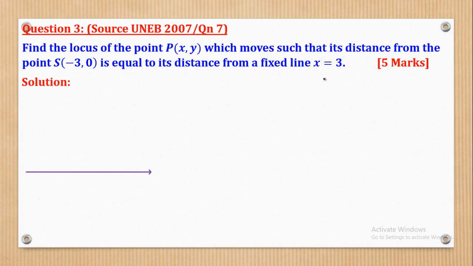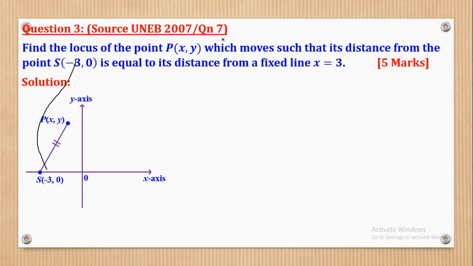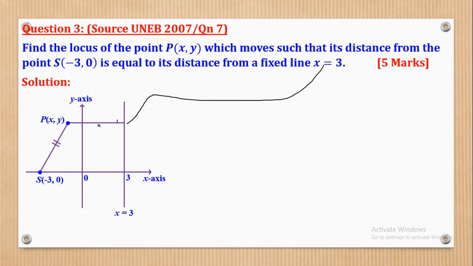Therefore, the easiest way is to make a simple sketch for us to easily know how the calculation comes about. So you shall have the axis, then you shall put point S, which is here, then also put this point, which is here, then you also put this fixed line x equal to 3. Now the distance of a point from a line must be perpendicular distance. I think I already told you that in the previous video.